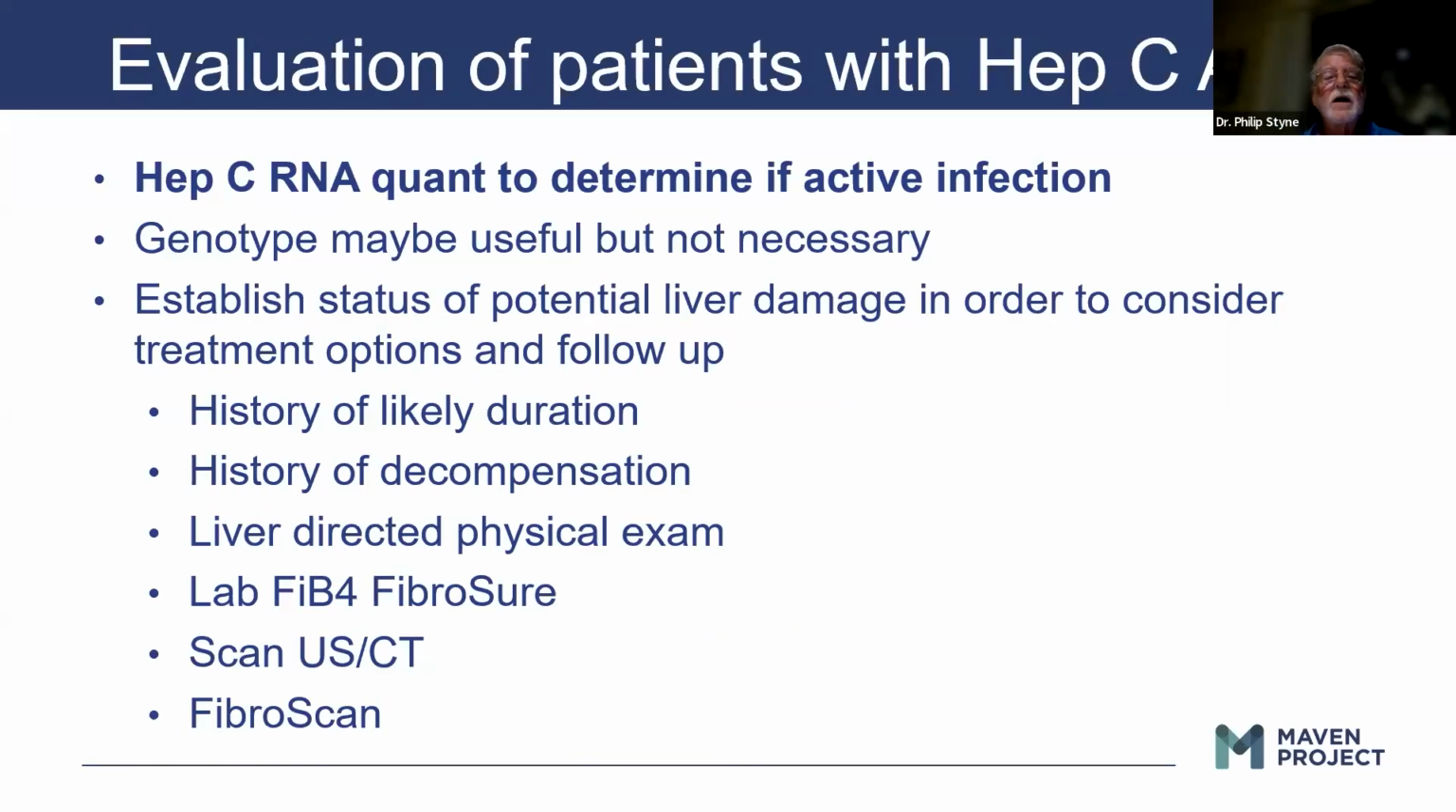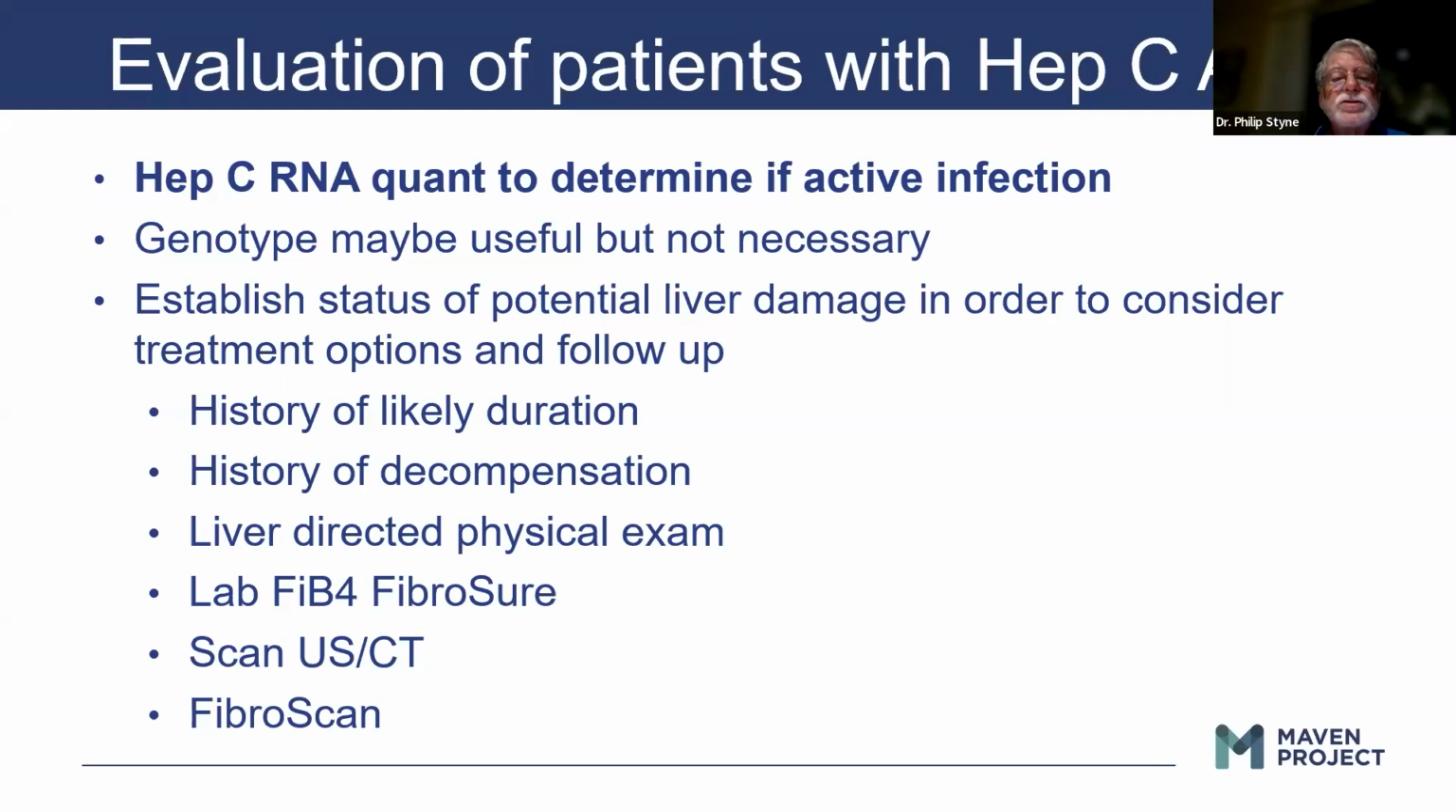Okay, so evaluation of a patient with a positive hepatitis C antibody. Maybe they come to you, maybe from a health department, or maybe you've tested them and they're positive. Genotype, we used to do regularly on everybody because the therapies were genotype specific. Now that's no longer the case. I tend to order a genotype if there's no financial impact, but it really is not as necessary as it was.